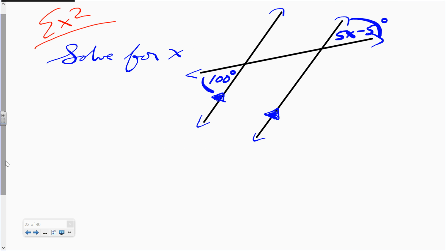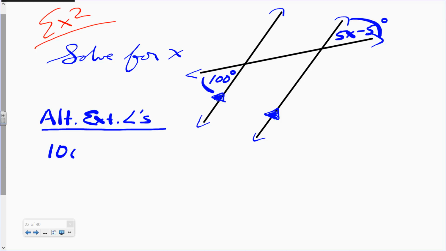So I'm going to abbreviate alternate exterior angles. I'm dealing with alternate exterior angles. They're congruent. So 100 degrees equals 5x minus 5 degrees. Right?